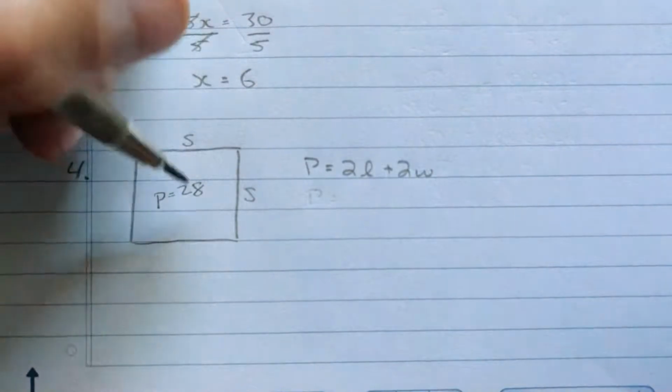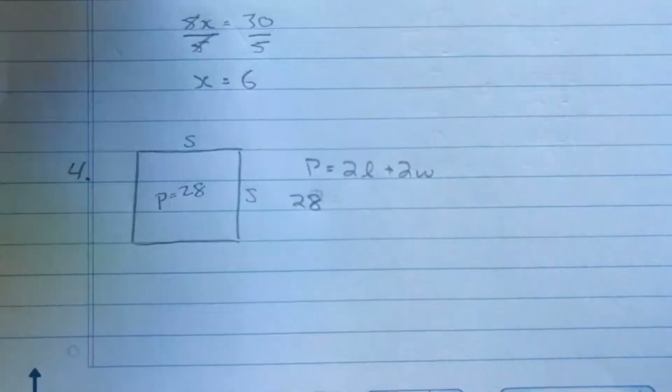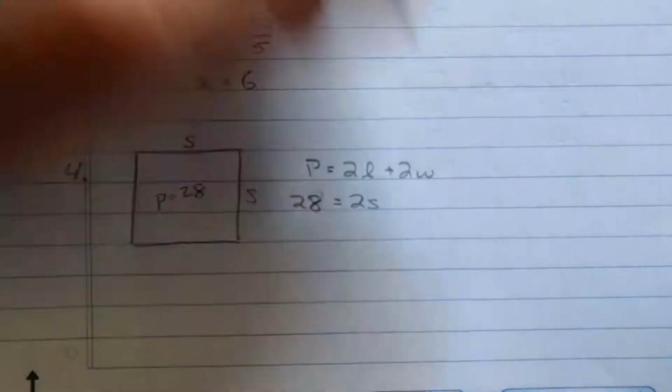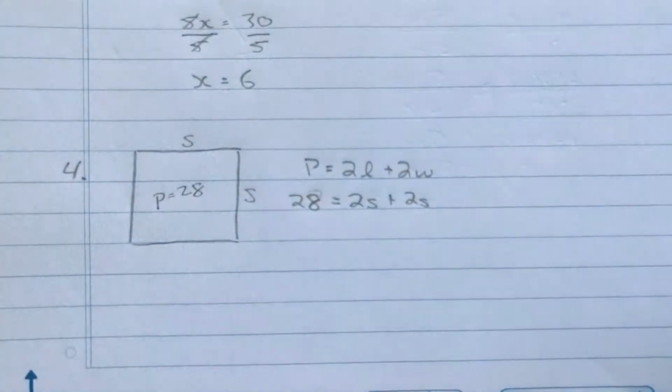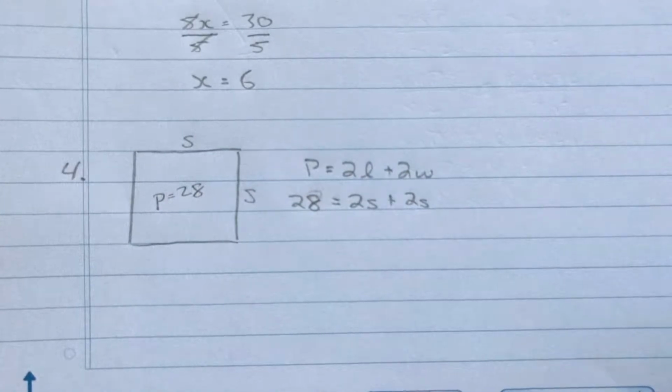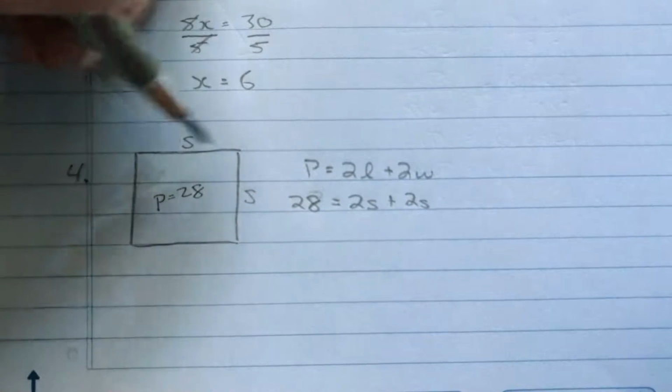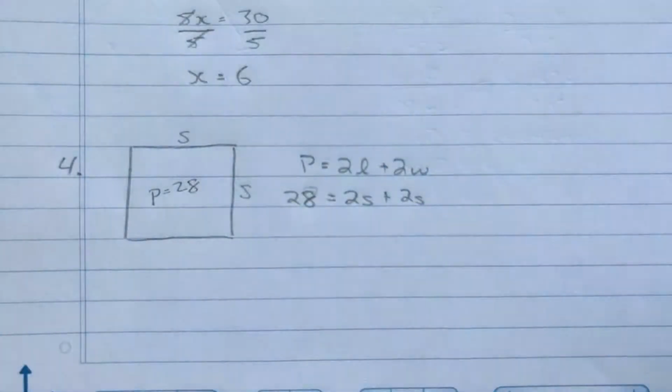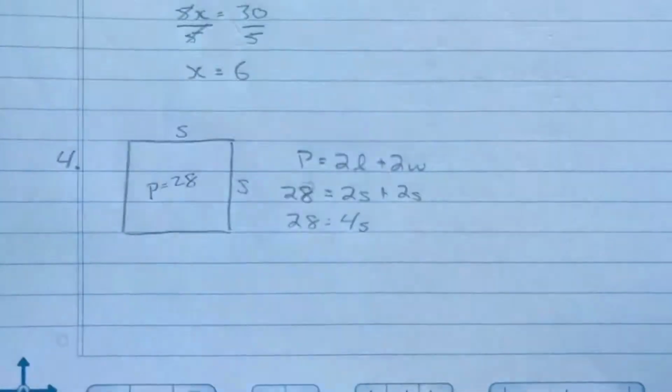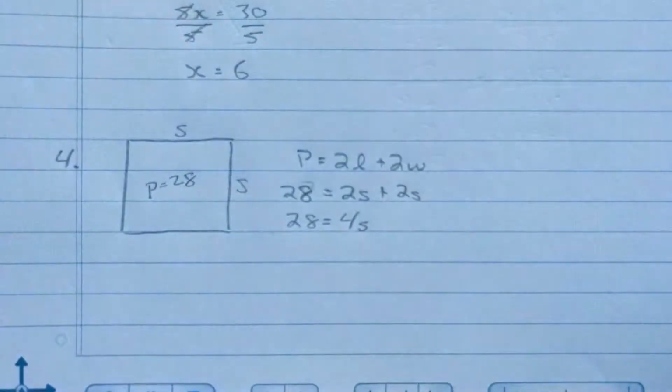Our perimeter is 28, so our perimeter of 28 equals 2 times s plus 2 times s. I've replaced the length and width with the size s, because the length is s and the width is s. Well, 2s plus 2s, that's 4s. So I got 4s on that side, and then still my perimeter of 28.